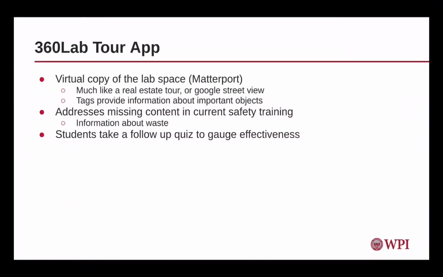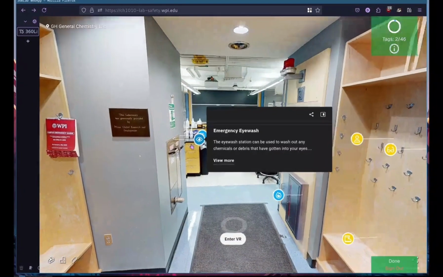The 360 Lab Tour app is an extension on Matterport virtual tours. Matterport is most commonly used in the real estate industry, but similar technology can be seen in Google Street View. The goal of the app is to give students the ability to learn critical safety information in an environment that closely matches the one they'll be working in.